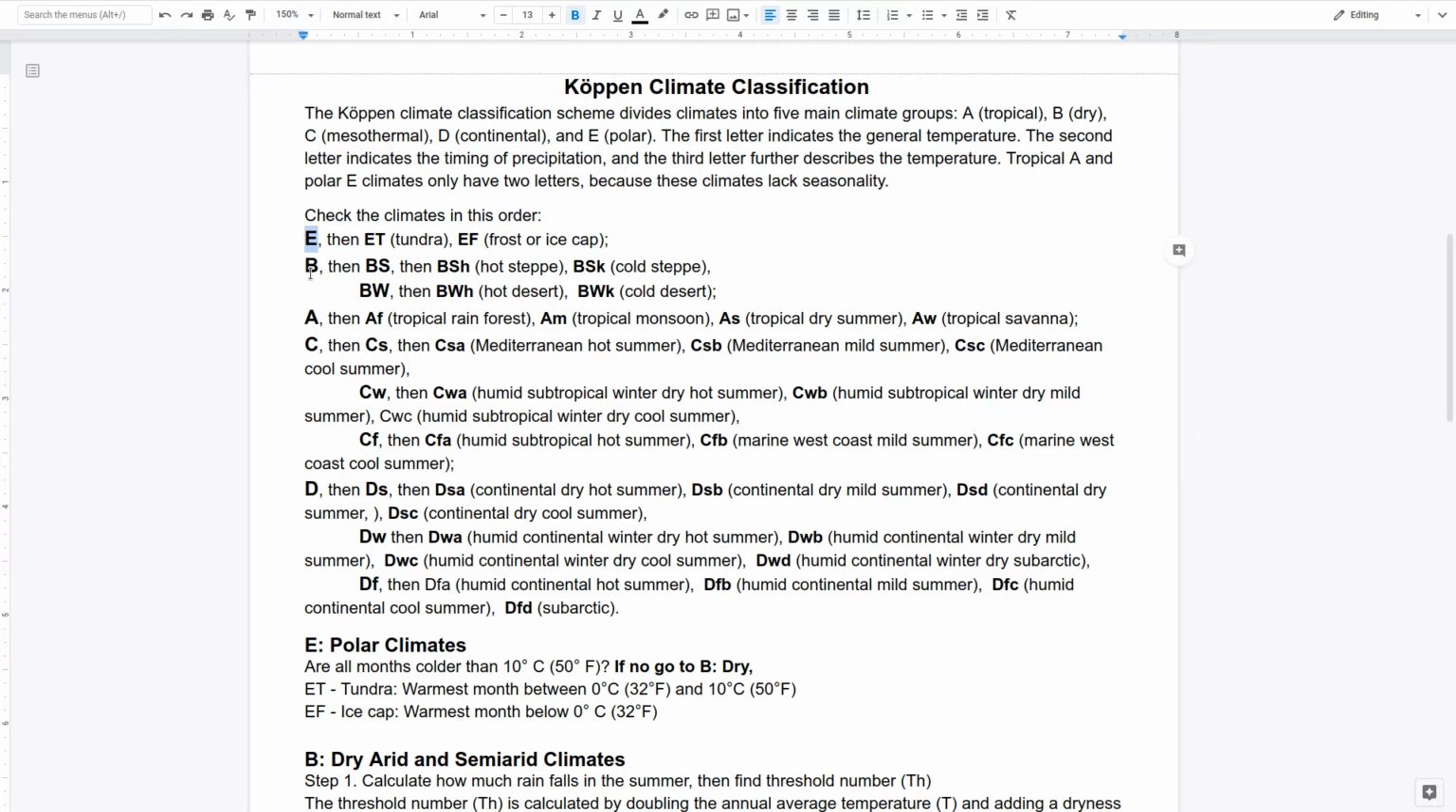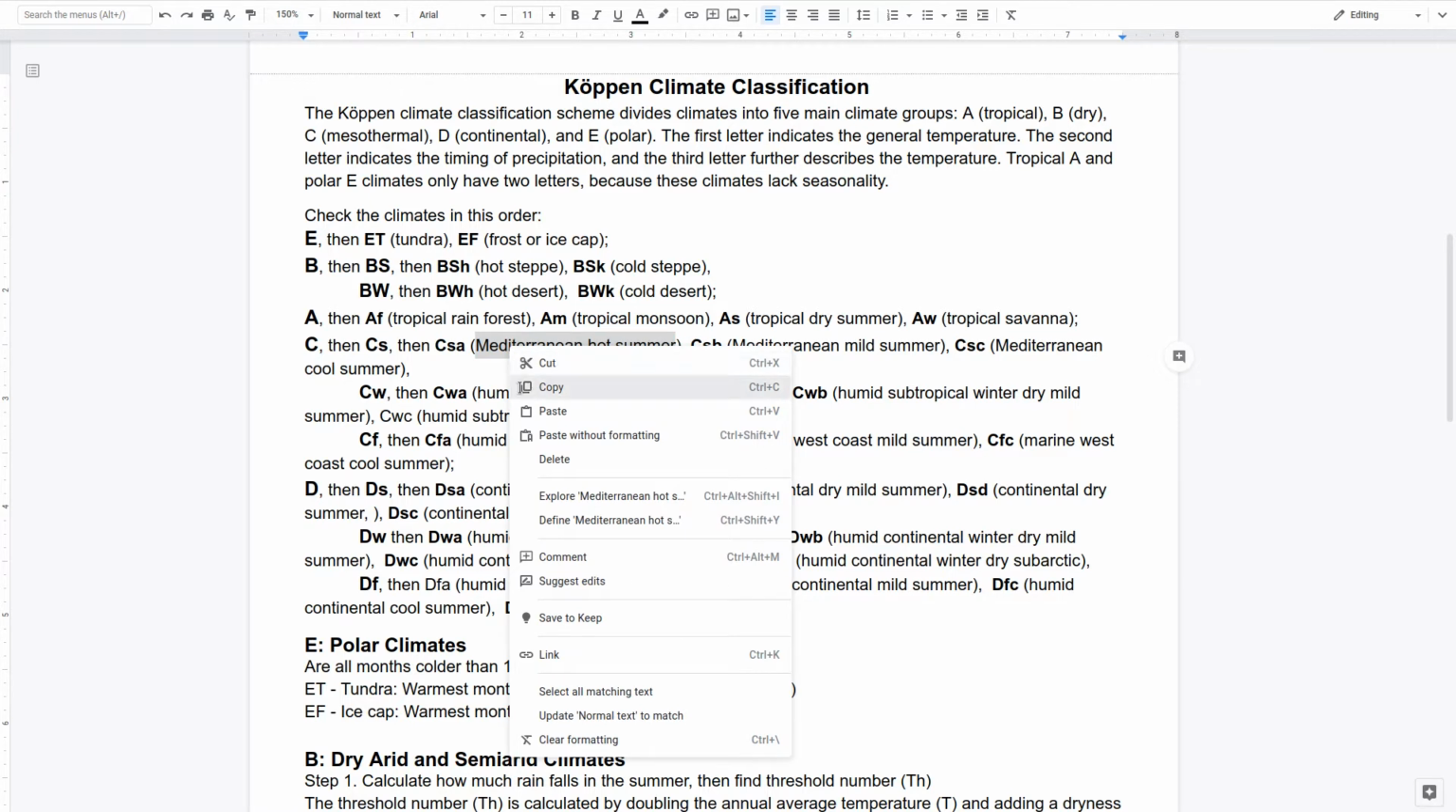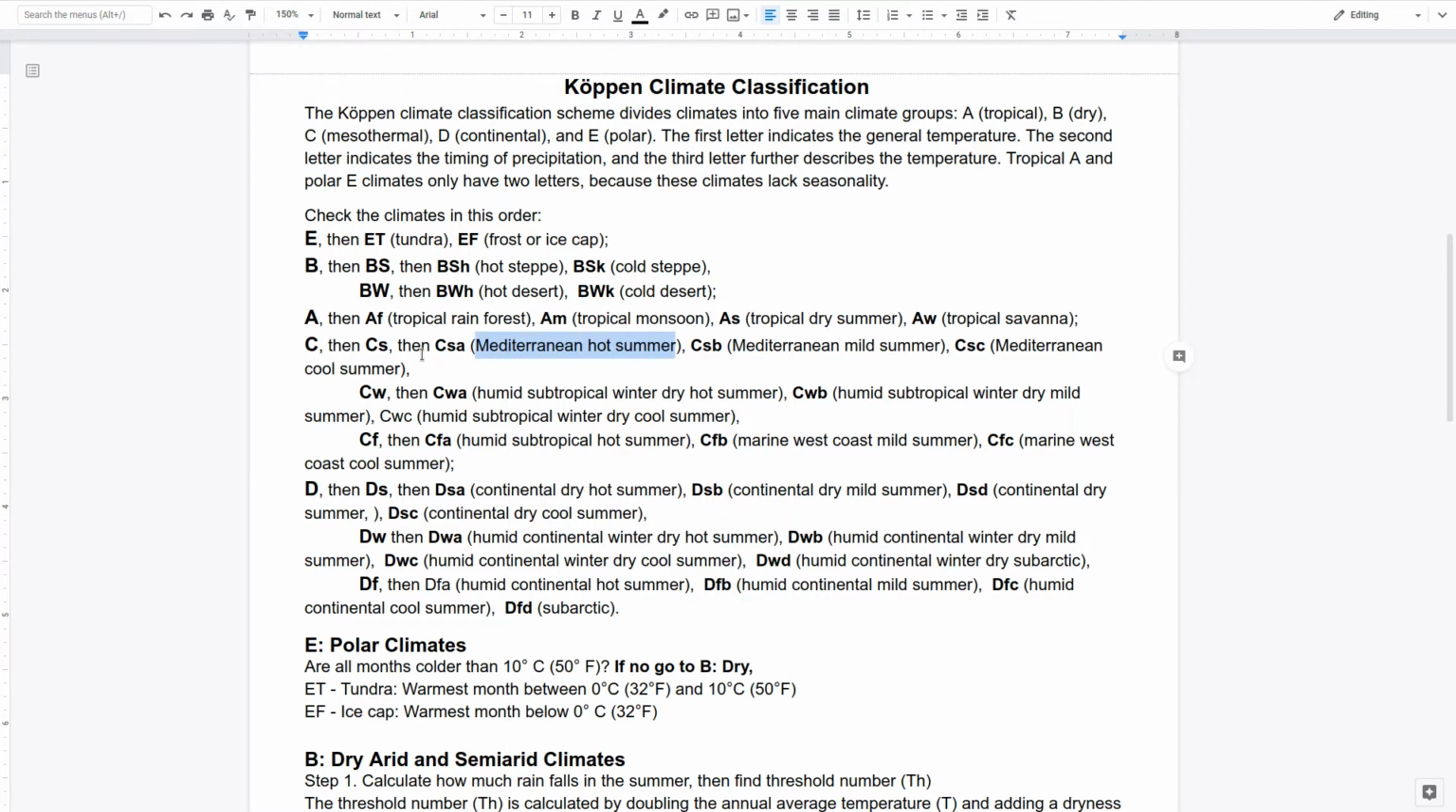So the first letters are the groups: E, B, A, C, D. Those are the climate groups. ET, that's the climate symbol. ET, AF, CSA, CWA, CFA. These are all the climate symbols. And then, for example, we are a CSA, that's the symbol CSA, and the climate name is Mediterranean hot summer. So on the exam, on the test, whatever the assignment, just copy that, and then paste the name directly in.